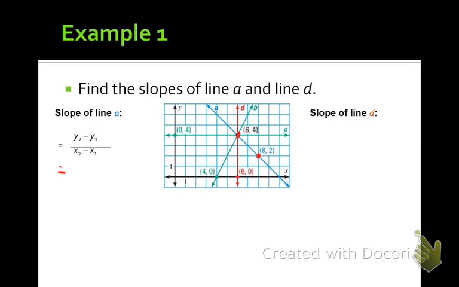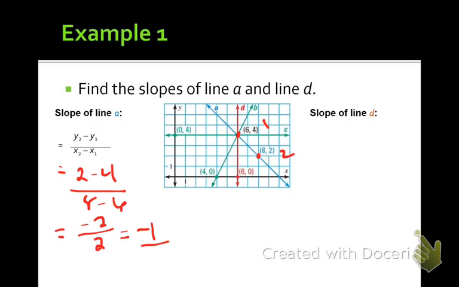So the y's, subtract the y's. If I make this point 2 and this point 1, then we can go 2 minus 4 over 8 minus 6. 2 minus 4 is negative 2. 8 minus 6 is 2. So slope is negative 1, although it is very useful to leave slope as a fraction. So negative 1 over 1.